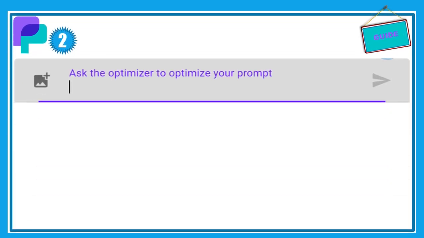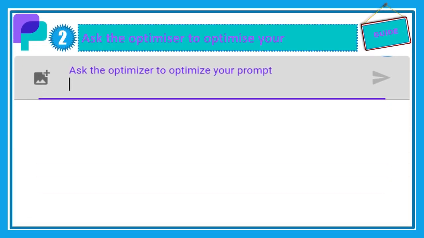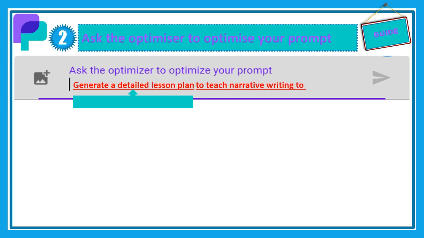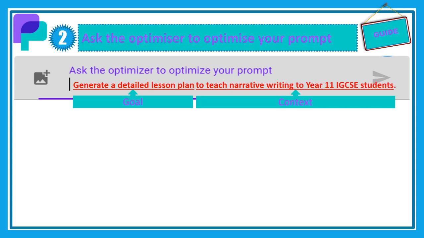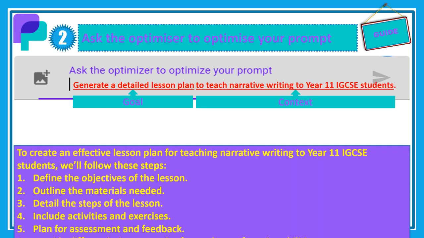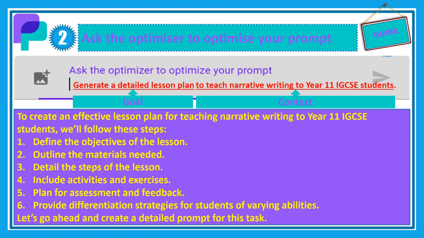Step 2. Ask the optimizer to optimize your prompt. Enter your goal and context in the taskbar. The optimizer will then guide you on what to include in your lesson plan, such as objectives, materials required, lesson structure, activities, assessment, and differentiation.